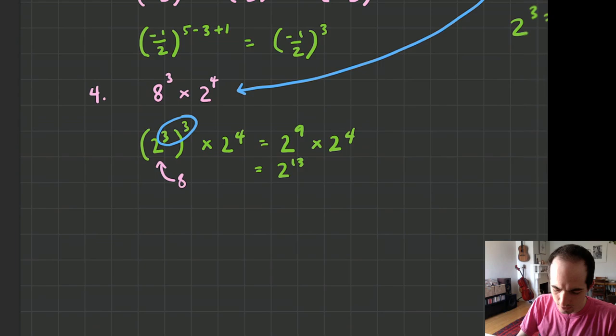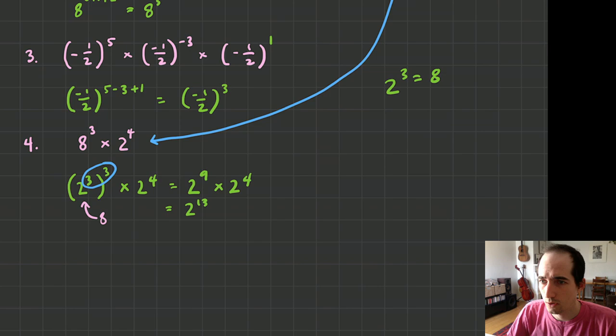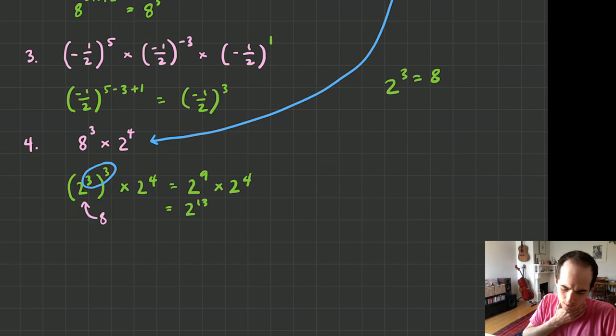Oof, those were good. Okay, could it also be 8 to the power of 4? 8 to the power of 4, eh? I don't think so. No, it can't be 8 to the power of 4. But you could. I can kind of see what you're doing there. Or 8 to the power of 5.